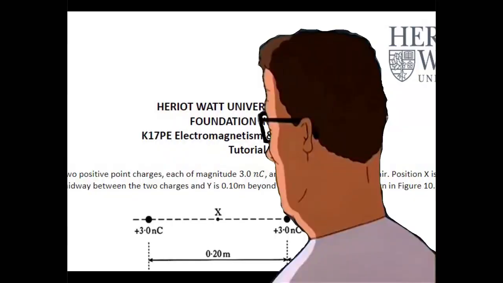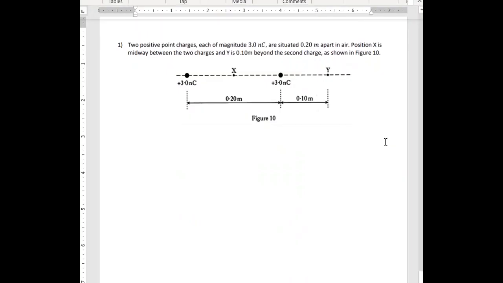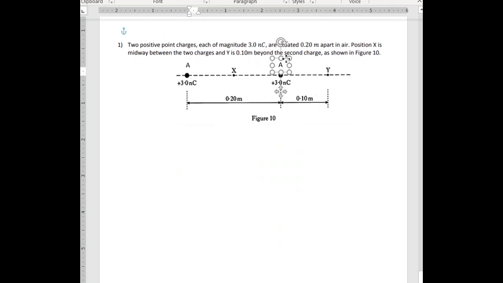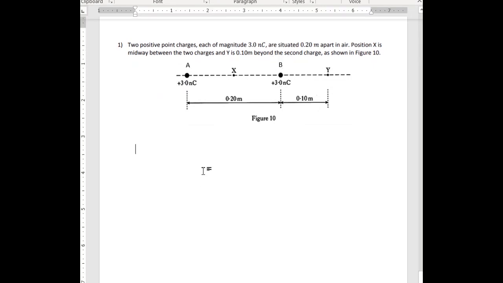Oh, good Lord. So for question 1, there are 2 positive point charges. We can name it charge A and charge B. And this one is charge B. For question A1, calculate electric field strength at X.